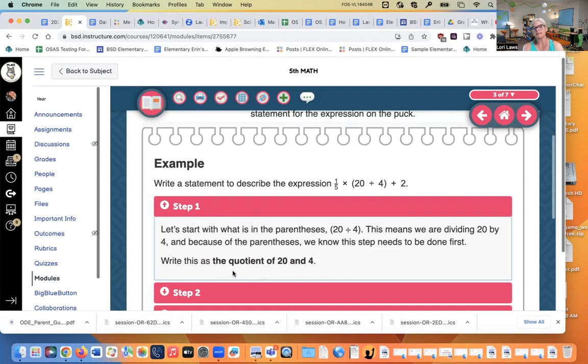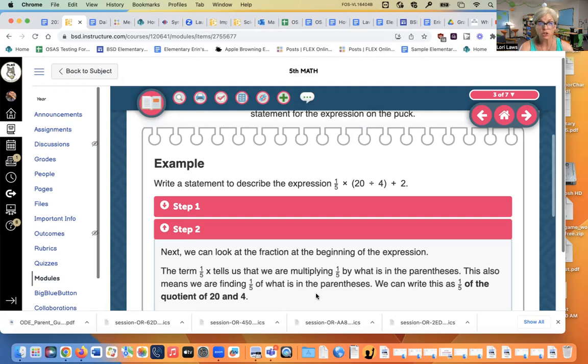Remember, quotient is the answer to a division sentence. You could also write first start by dividing 20 by 4, right? That's not going to be wrong. It's going to make sense.